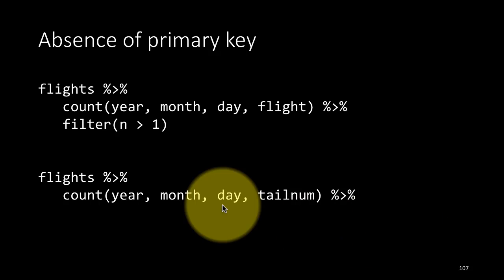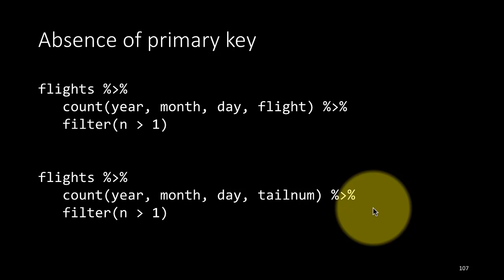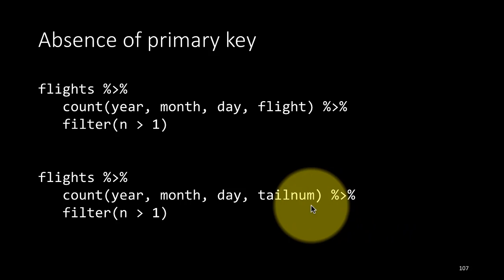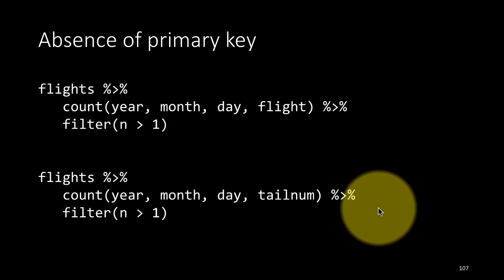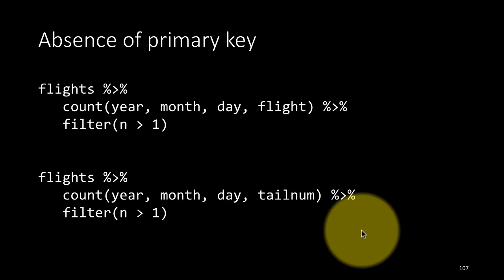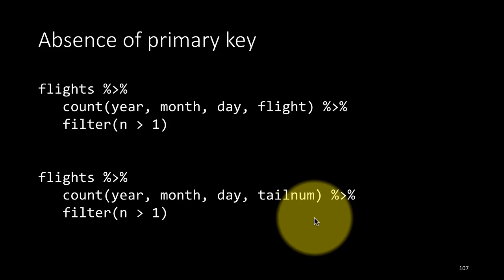So maybe tail num. How about year, month, day, tail num? Is that going to be unique? Once again, you find that is not unique, because obviously the same tail num may make multiple flights. For example, you have these shuttle flights. It goes from Newark to Boston, comes back, goes back again to Boston. The same aircraft may make three or four flights on the same day from the same airport. So once again, that's not unique. Clearly, the flights table actually doesn't have a primary key.